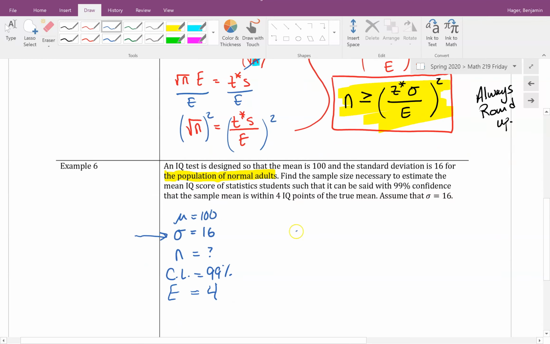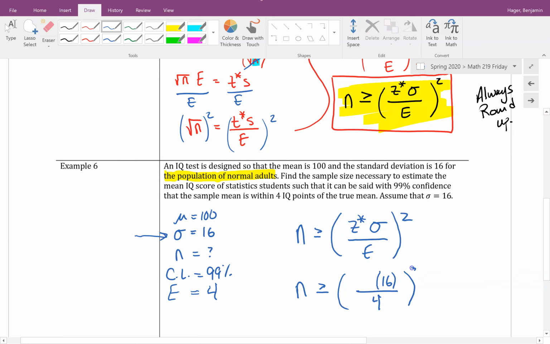So, looking at my formula, the sample size I need to take has to be greater than or equal to this particular critical number times sigma, the population standard deviation, over the error I'm okay with, and all squared. Well, the error I'm okay with is 4 IQ points. The population standard deviation is 16. Now this critical z-score is the z-score I would find from a 99% confidence interval.